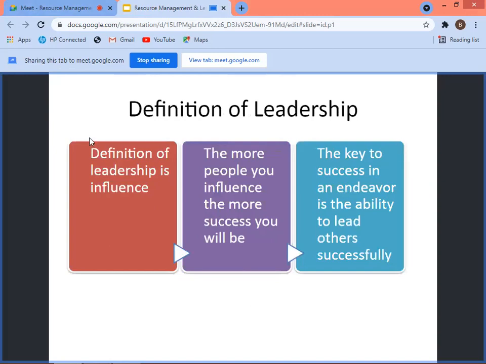So the definition of leadership is influence. Okay? So leadership is influence. How to win friends, they become your friends and they become your followers. You influence them. How to win friends and influence people. For example, if you're a salesman and you're selling difficult to sell items, what you do is win friends and then influence them. And later on, they will buy your products because you are able to influence them. So you become an influencer.